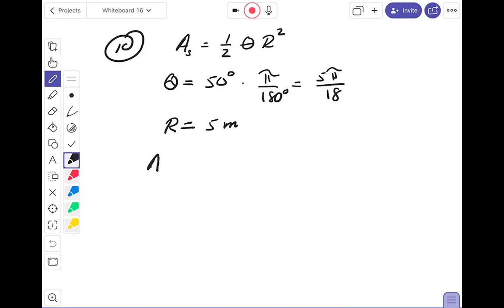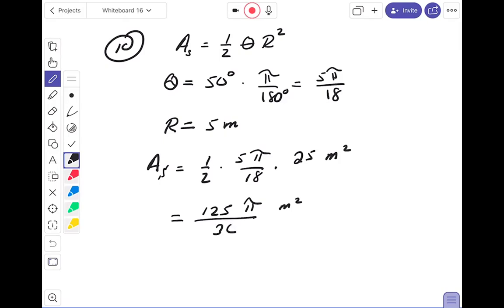So the area of the sector is going to be 1/2 times the theta, that's 5 pi over 18. That has no unit on it, by the way, times, well, what's r squared? 25 meters squared. Let's see if I can do that. And I'm going to say it really doesn't look bad. 5 times 25 is 125 pi meters squared. And you get 36 at the bottom.